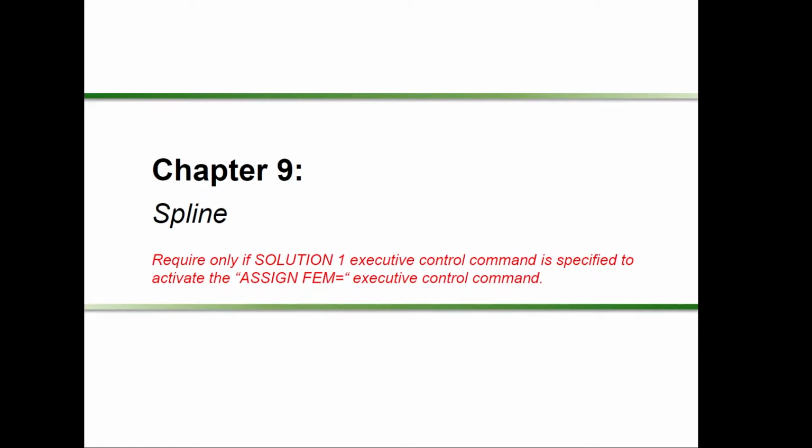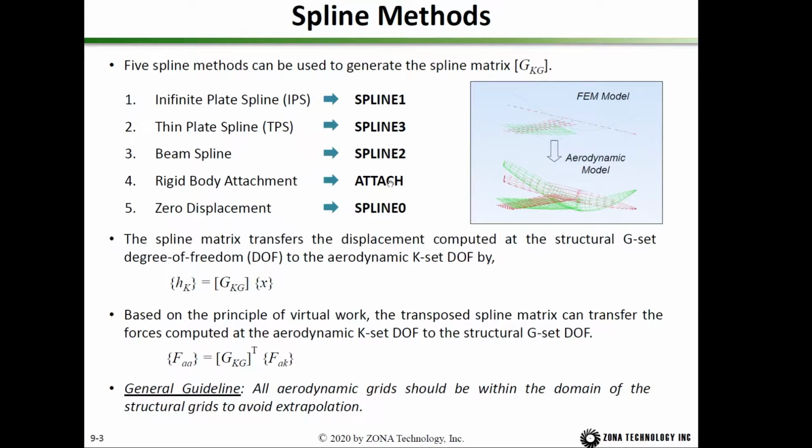And in order to activate the spline module, you have to specify the SOLUTION 1 executive control command, and then you have to use the ASSIGN FEM equals executive control command to import the structural finite element solutions. The spline method, we have 5 spline methods incorporated in the spline module.